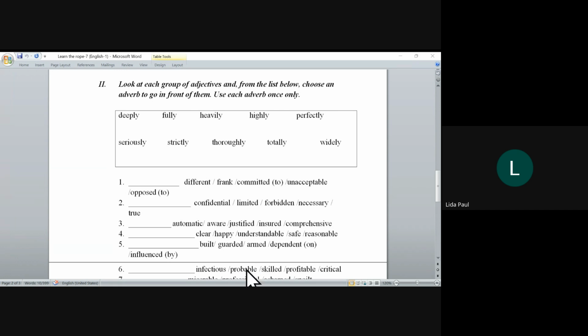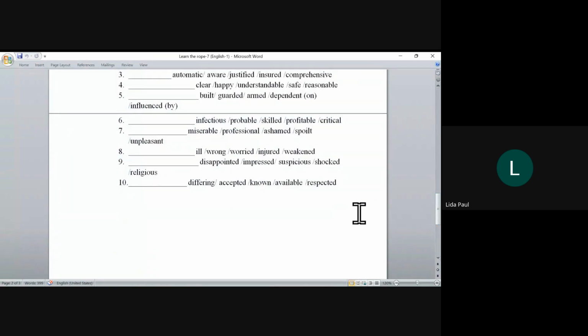What about the next one? Right, so seventh one: miserable, professional, ashamed, spoiled, unpleasant. What are the answers? Thoroughly. Okay. Thoroughly spoiled, thoroughly professional. Deeply is not the answer for sure.